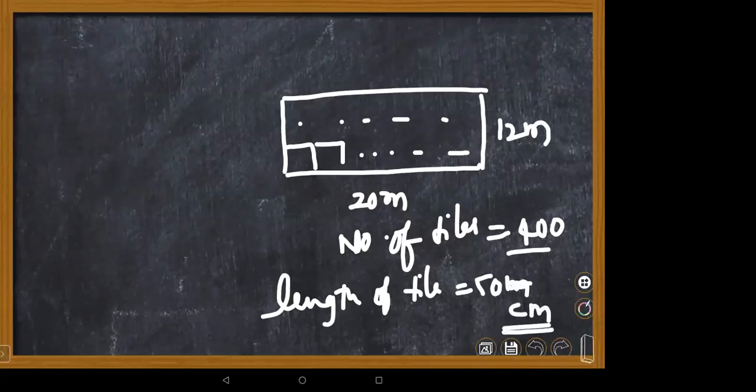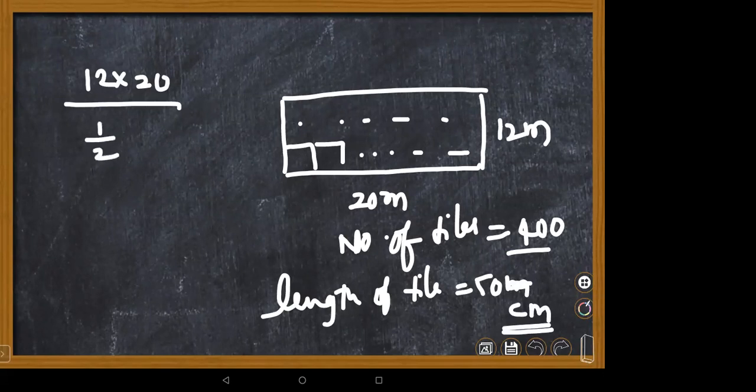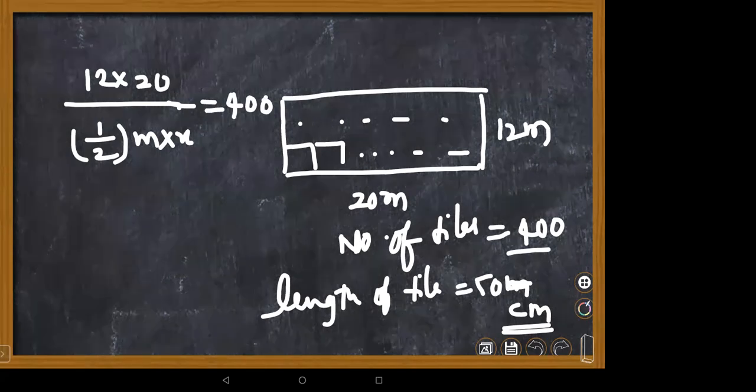Ma'am, the area of the entire rectangle will be 240 square meters, 12 into 20. The length of the tile is 50 centimeters, which is 0.5 meter. So half of x times the number of tiles, 400. Come on, children, please simplify this. 400x equals 12 into 20 into 2.